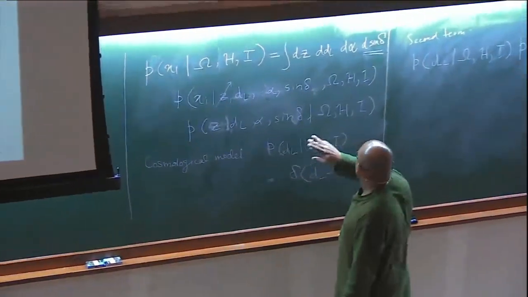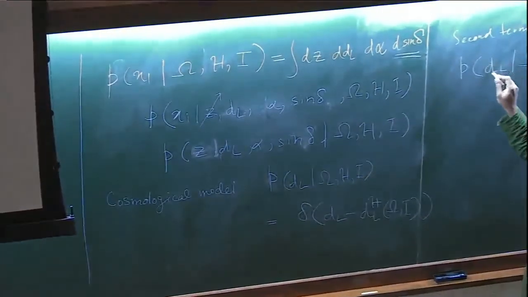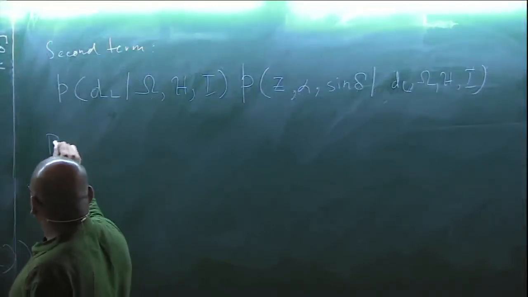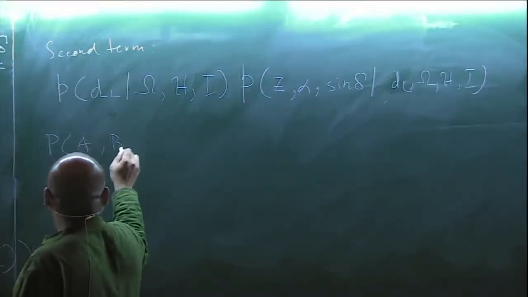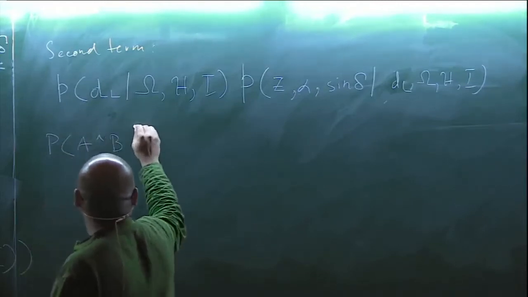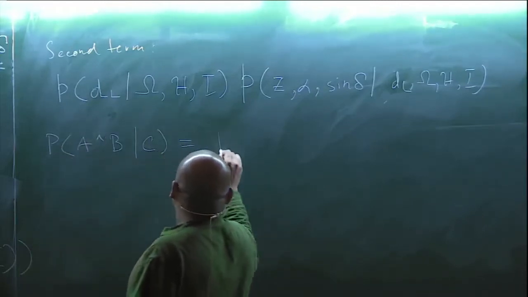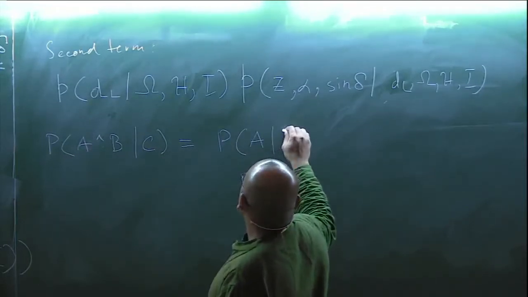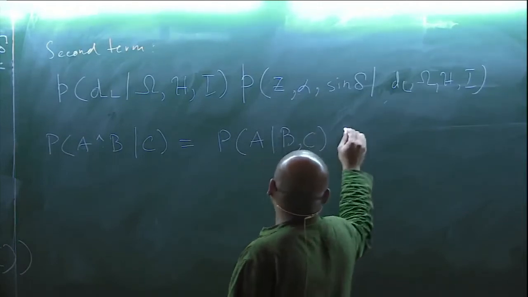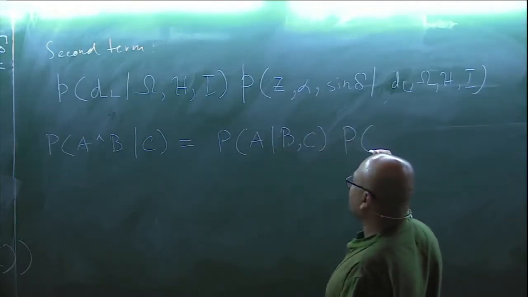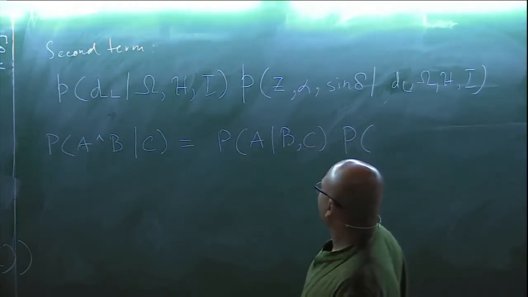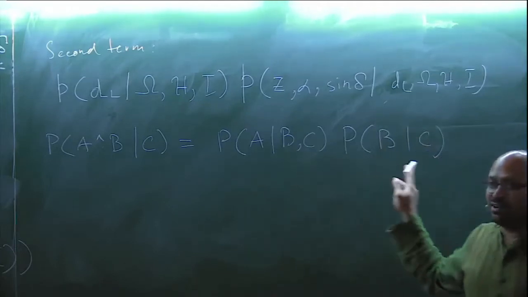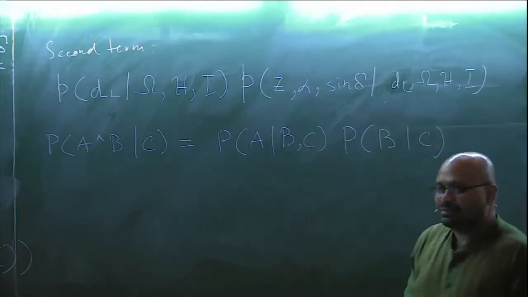So I can first choose this. This is probability of A and B. Probability of A and B given C is probability of A given B, C times probability of B given C. So this is the Bayes theorem that I've applied here. Yes.